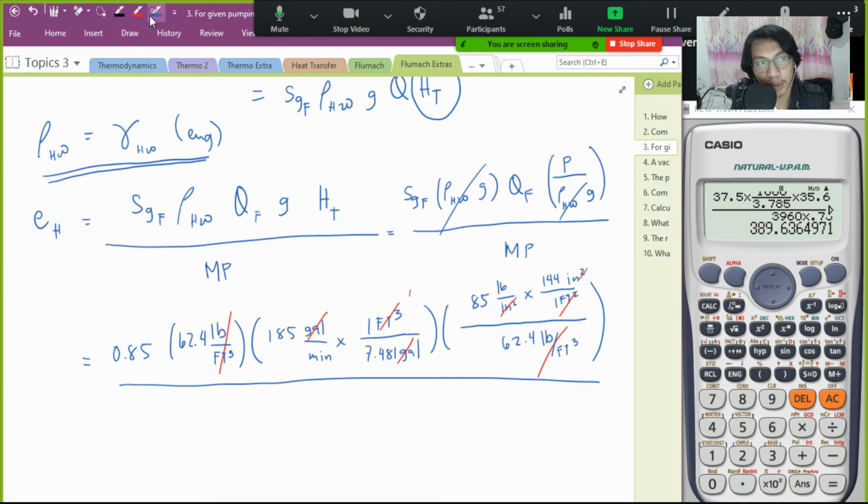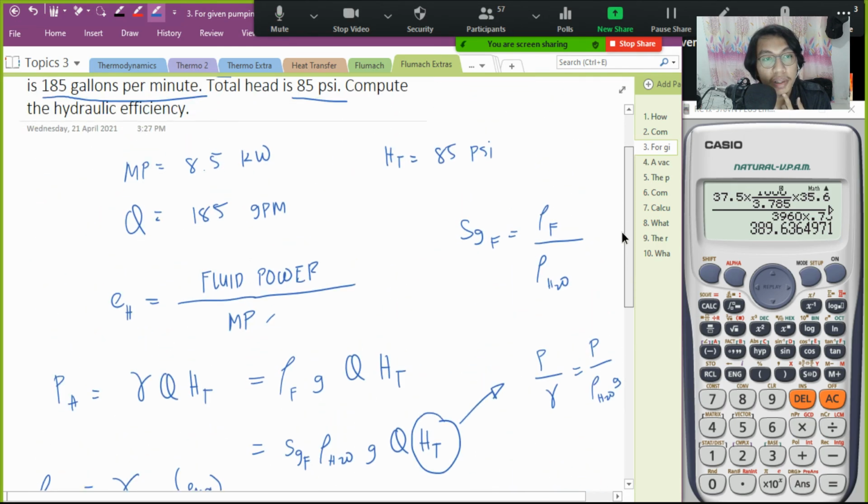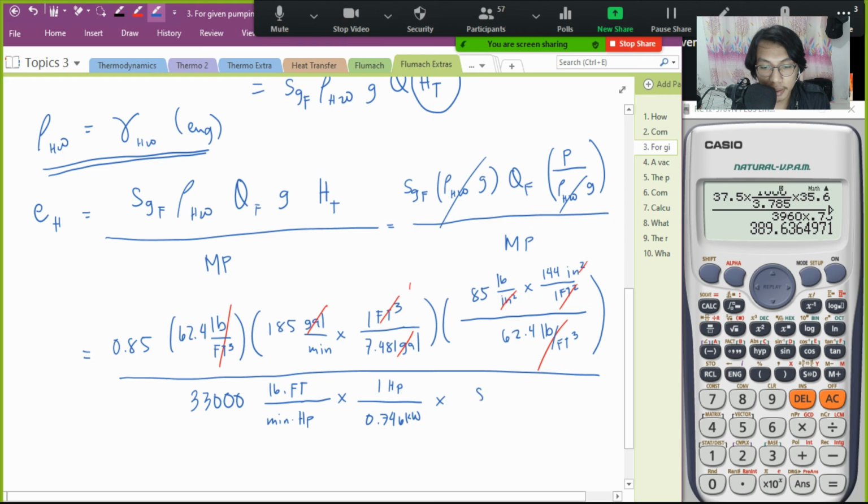So, ano ba yung conversion nun? Pag pound feet per minute para maging HP, I think that is 33,000 pound feet per minute per HP. Ang problema, naka-kilowatt. O di multiply mo ng 1 HP over 0.746 kilowatt. Tapos, divide mo ng motor power, which is 8.5 kilowatts. Dapat makancel lahat ng units. O, cancel natin. Si minute, si pound, yung feet, makancel. Yung HP, si kilowatt. Then, efficiency siya, wala kang unit na kailangan dyan.